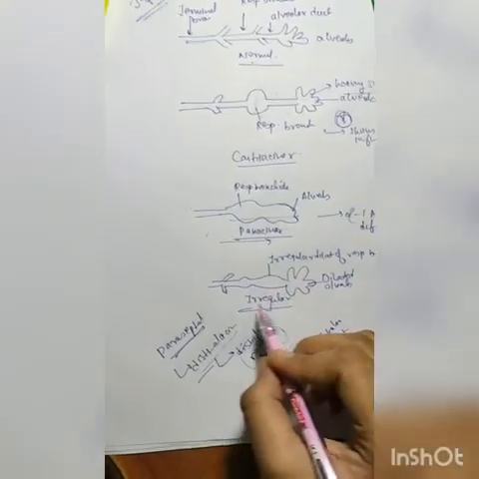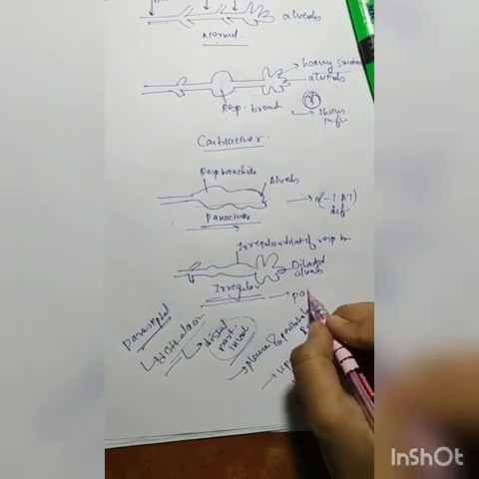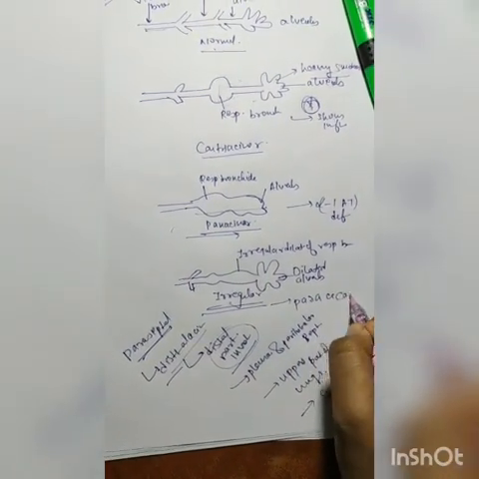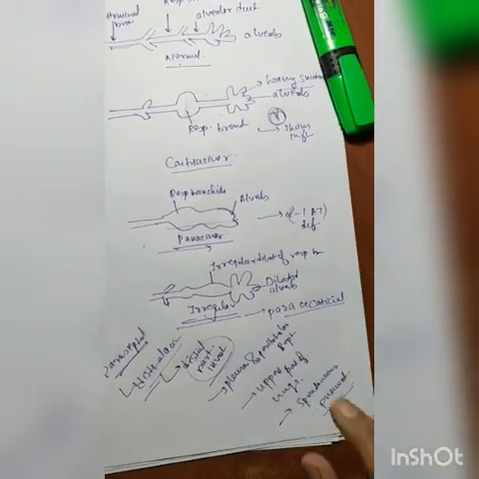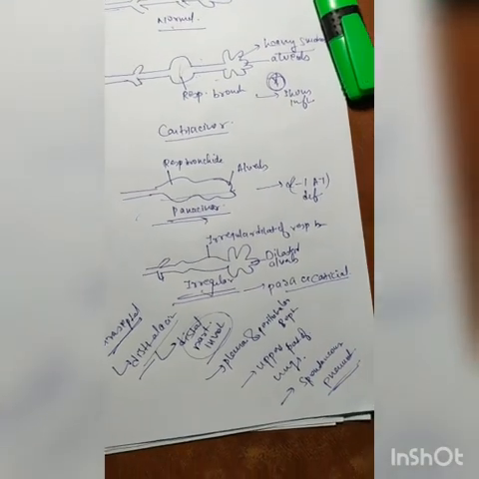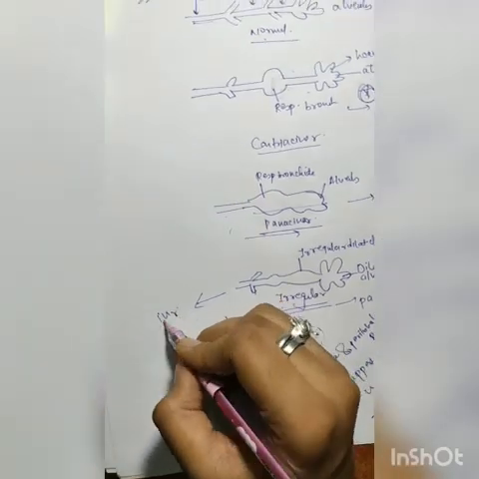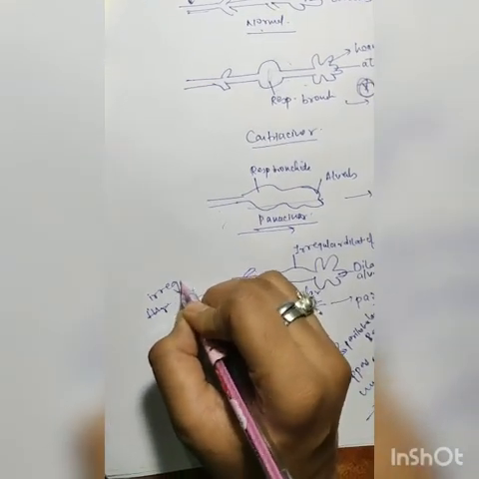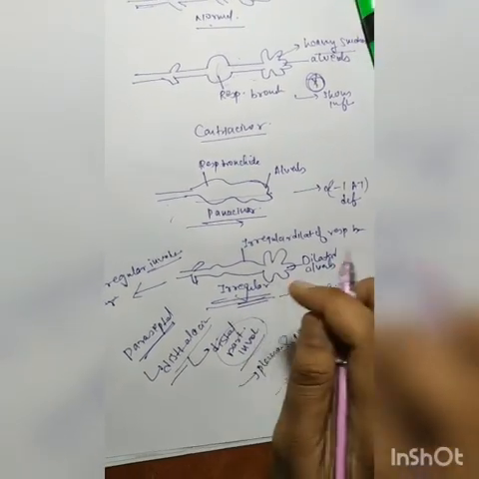Now we come to the irregular one, that is paracicatricial emphysema. It is an irregular involvement of the acinus. Irregular ones are totally asymptomatic and clinically insignificant.